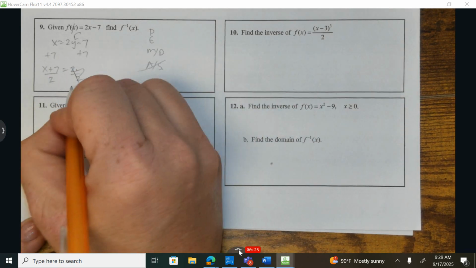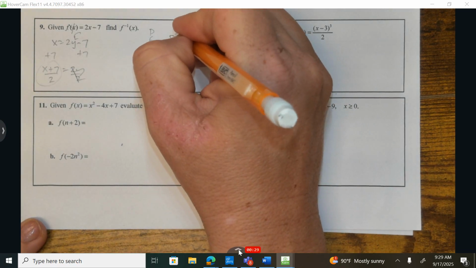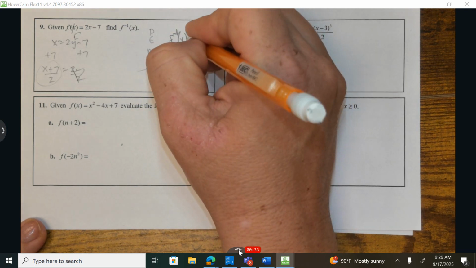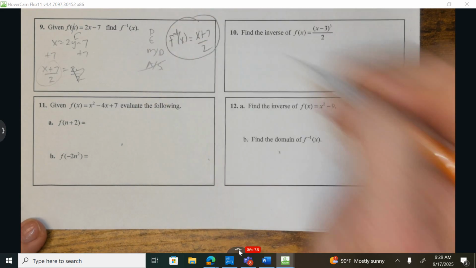Nothing more I can do here. So the inverse is equivalent to this. How do I correctly write it? The inverse of function f of x, and that's how we denote the inverse, with a negative 1 in the exponent position, is x plus 7 over 2.